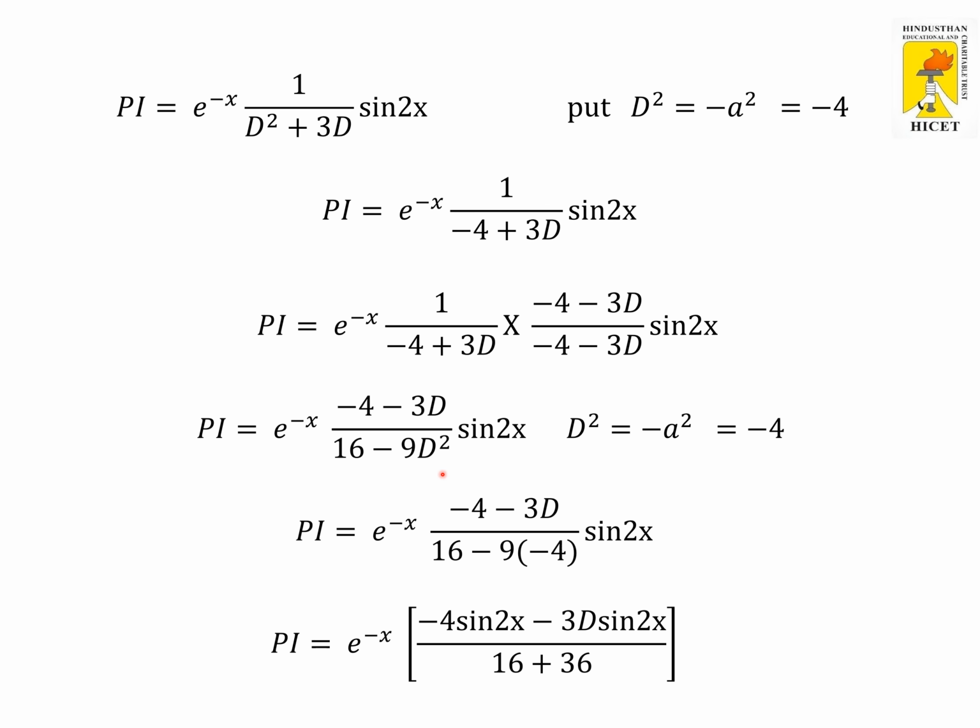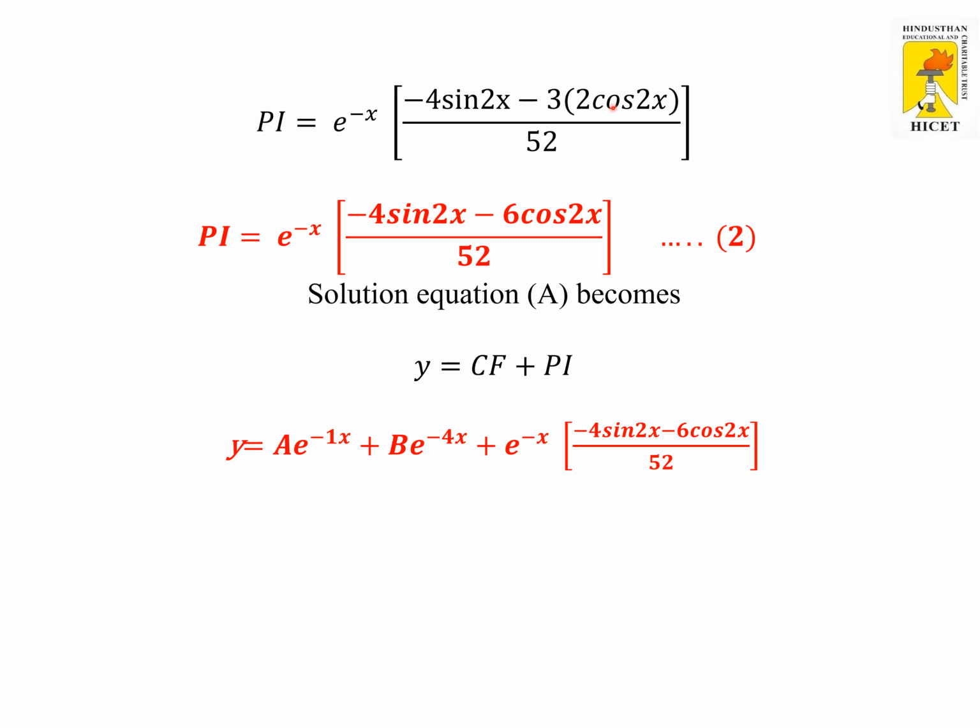Again substituting D squared equal to minus a squared, that is minus 4, we get minus 4 minus 3D divided by 16 minus 9 into minus 4, so 16 plus 36 we get. Multiplying the sine 2x into the numerator terms, we get minus 4 sine 2x minus 3D sine 2x. Differentiating, d of sine 2x is 2 into cos 2x. So our required particular integral is e power minus x into minus 4 sine 2x minus 6 cos 2x divided by 56.